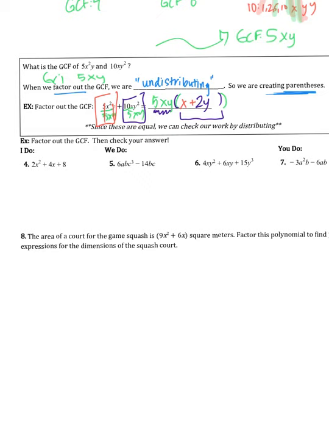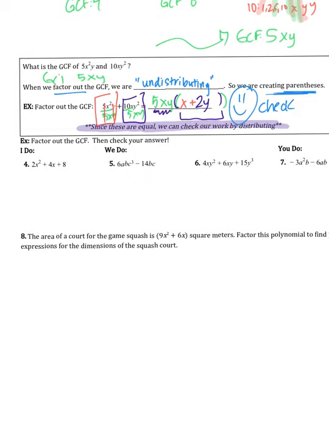And something that's really interesting and kind of nice, I always like to be able to check my answer, is that since we're saying that these two things are equal, we can actually check that we did this correctly simply by distributing. If I multiplied 5xy times x, I would get 5x squared y, and that's what I'm supposed to get. If I multiplied 5xy by 2y, I would get 10xy squared, which is what I'm supposed to get. So that's one of the things I love about these problems, is that we can check to make sure that we're doing the math correctly.